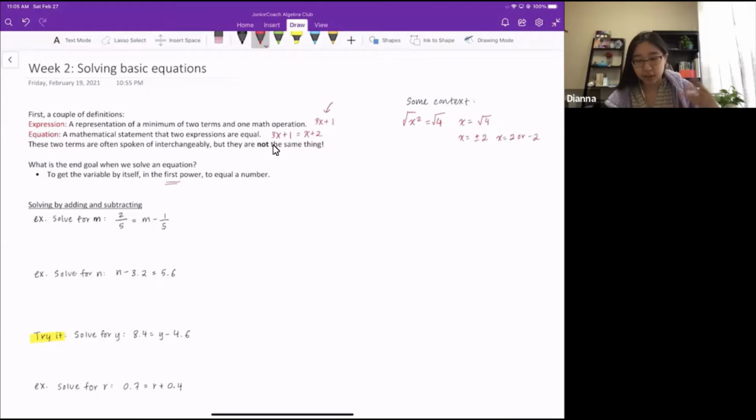So that's how you get it to the first power. That's why it's so important. We want to get it to the first power, because if we have x squared or x cubed, that doesn't really mean anything, right? In those cases, we're going to have more than one solution. I'll explain that later in future weeks.